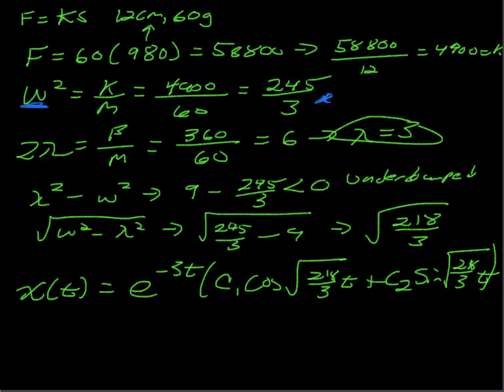Now, the other information, of course, is that it was released at equilibrium, so x sub 0 is 0, with a downward velocity of 4 centimeters per second, so that the units were correct there. So x prime of 0 is equal to 4. I'm going to clear this up and start a second page here.